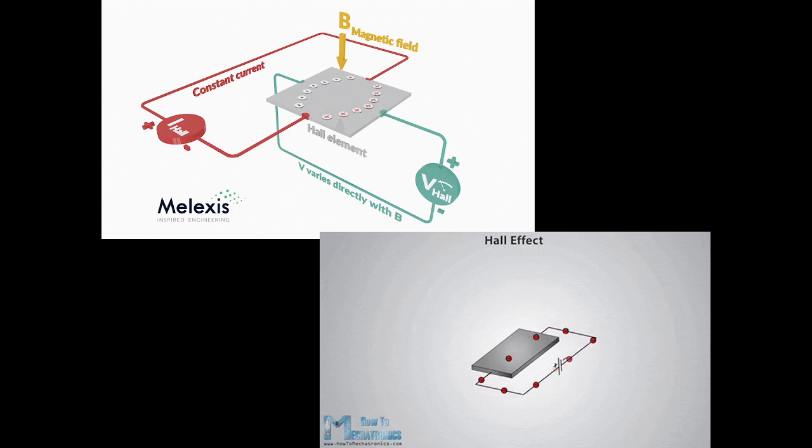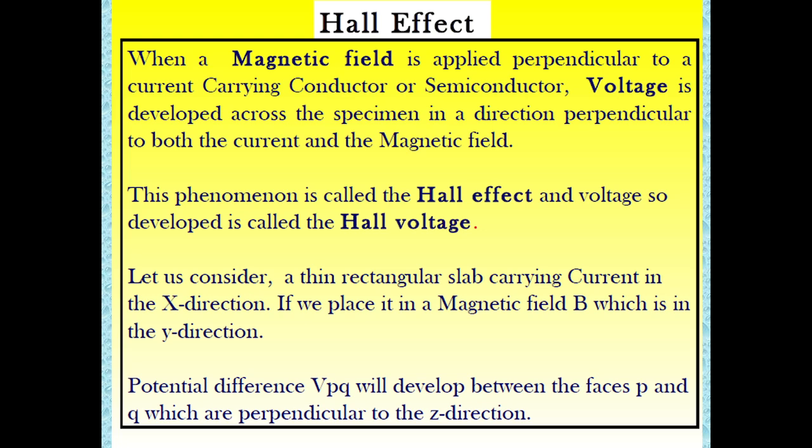Next, we have to see about the Hall effect. This is the diagram which clearly explains the Hall effect. The Hall effect is when a magnetic field is applied perpendicular to a current-carrying semiconductor, a voltage is developed across the specimen in the direction perpendicular to both the current and the magnetic field. This phenomenon is called the Hall effect, and the voltage developed is called the Hall voltage.